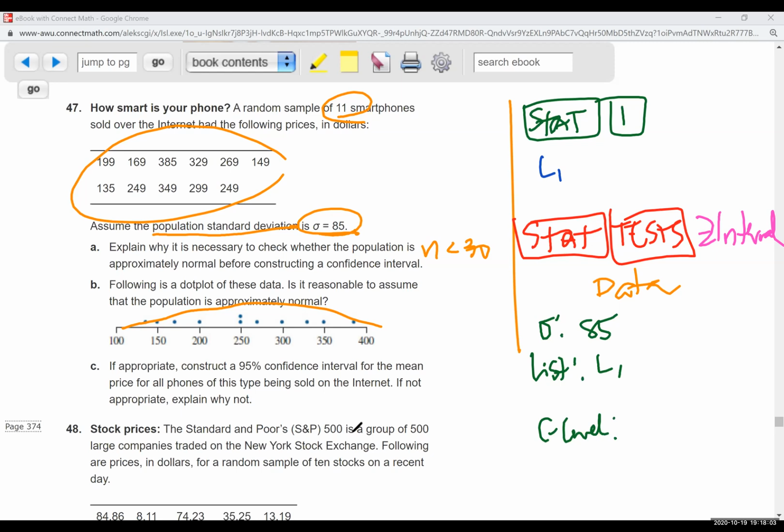Is there a confidence level given? Yes, 95%. So that is 0.95. By the way, if you don't see a confidence level in any statistics book, it's understood that you use 95%. So don't forget that. If you don't see a confidence level given, you use 95%. What is your answer?